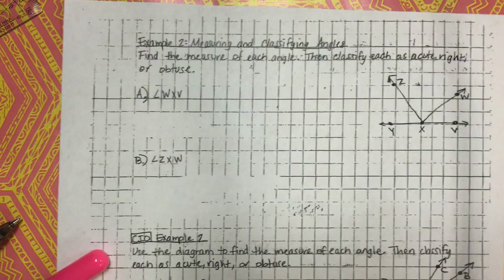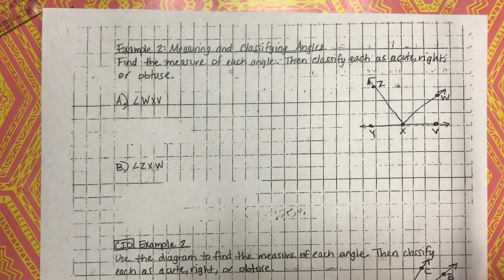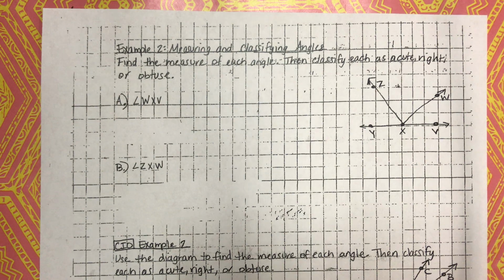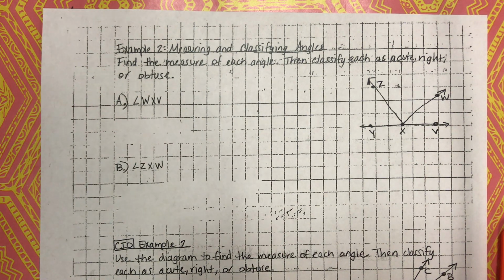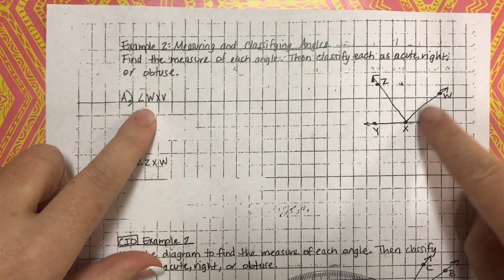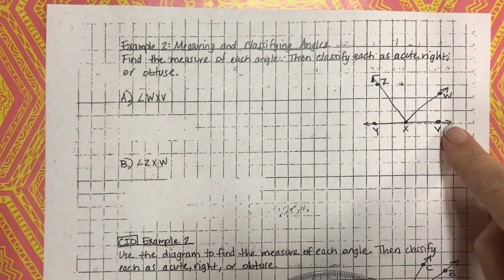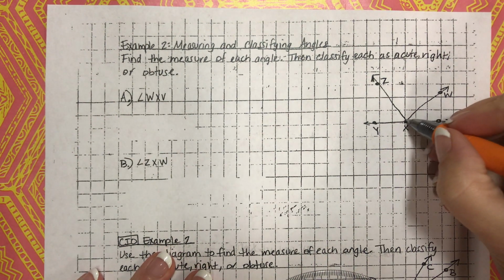So here, for example number 2, it says find the measure of each angle. Okay, so we're going to use our little protractor, then classify each as acute, right, or obtuse. Okay, so let's go ahead and try this. So the first angle is WXV. So WXV, I'm going to just highlight that.